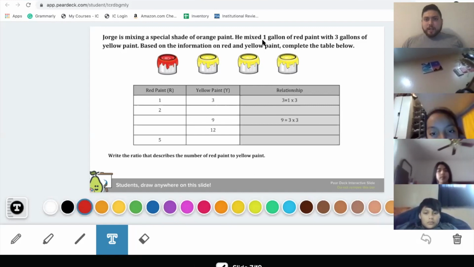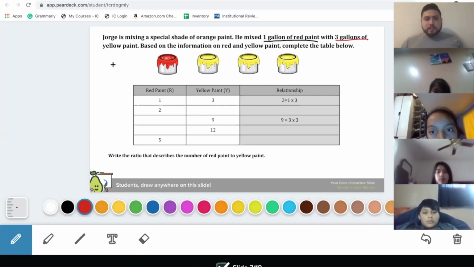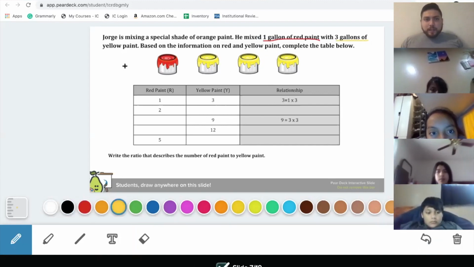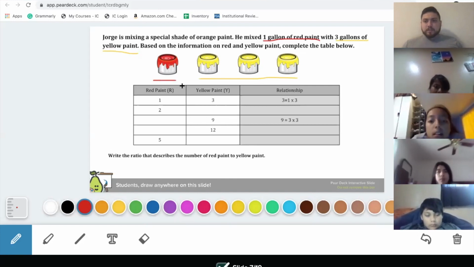We're going to do 1 gallon of red. So 1 gallon of red. I'll use a different color with 3 gallons. Oh, you know what? I should probably make this make sense. 1 gallon of red and 3 gallons of yellow. We even have a picture to show that. Here's the yellow, and here is the red.